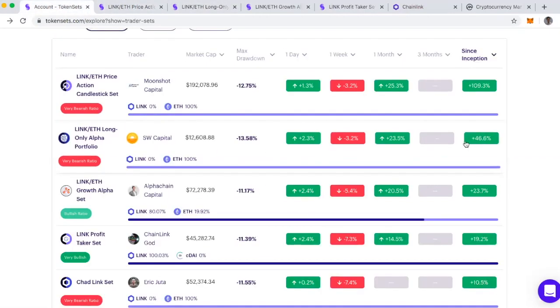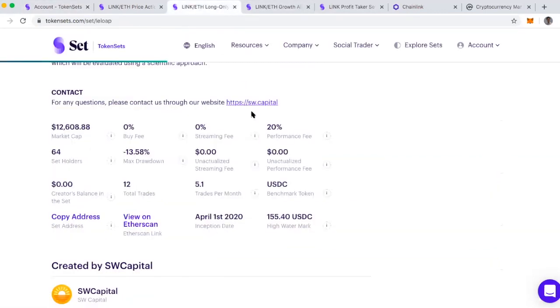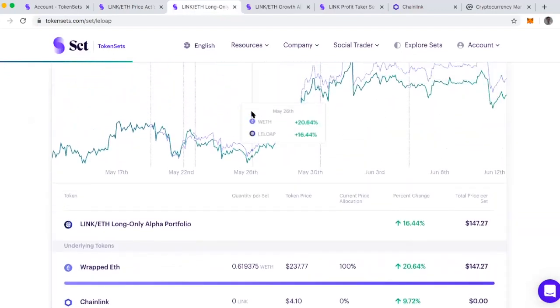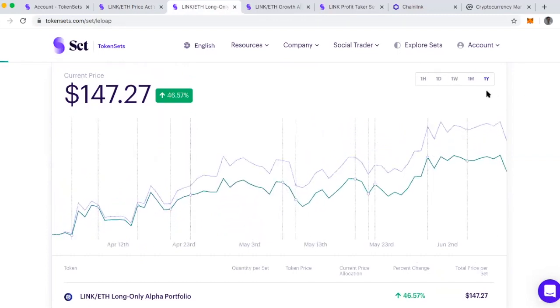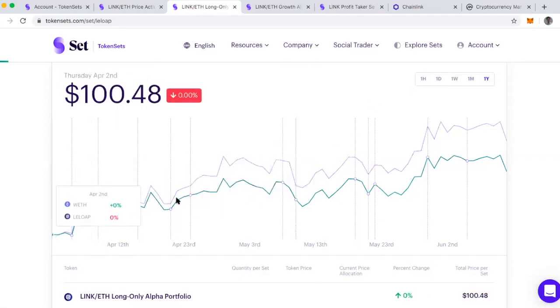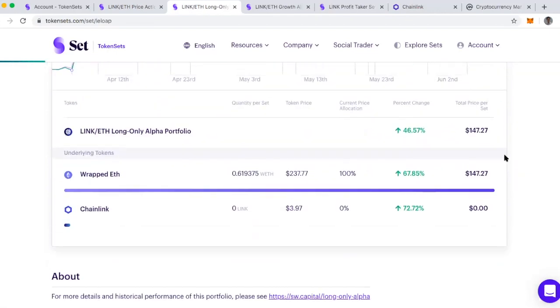Let's go to the next one on our list, which is up 46.6%. So this set, let's see here. Let's go ahead and look back as far as we can. So I'm using the 1-year time frame, but it actually just goes back to April 2nd. Okay. So I'm looking at this, and in that time frame, this set has gone up 46.57%. But if I had simply held Ether, I'd be up 68%, or if I had held Link, I'd be up 73%. I'm not saying that this is necessarily bad.